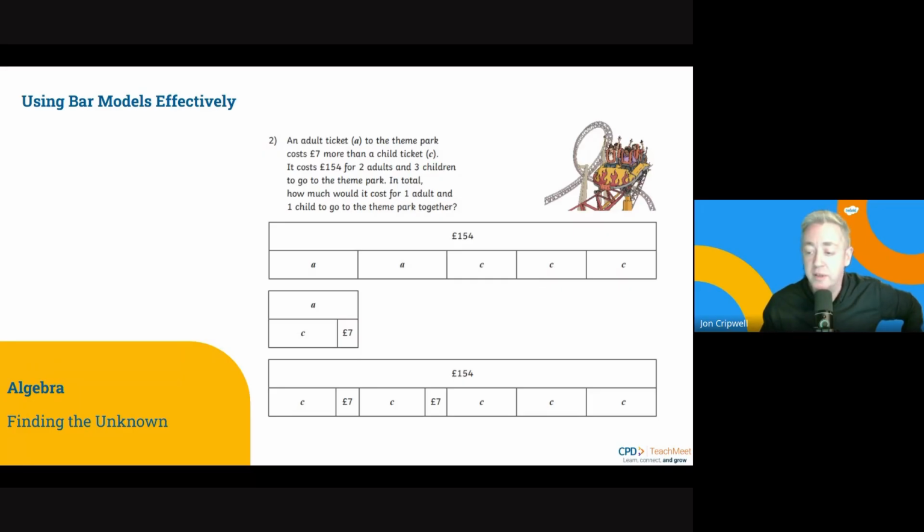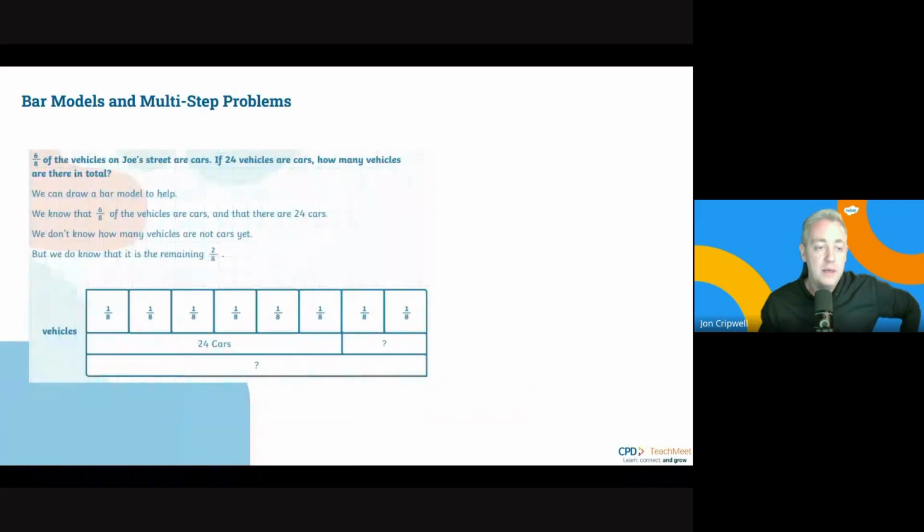And again, I would argue that maths really is about trying to figure out what to do when you don't know what to do. And this is a great example of one way that bar models can help with that. And then multi-step problems, which we know are typically a stumbling block for pupils.